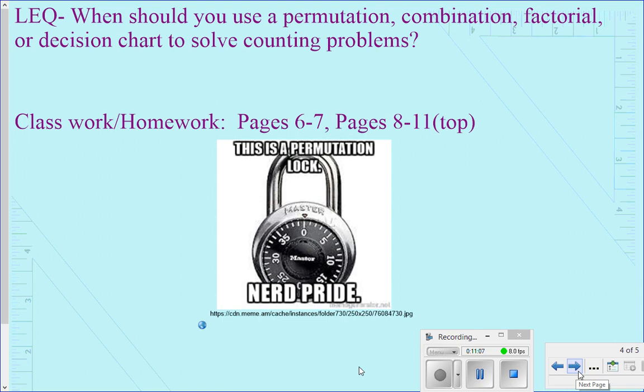Okay, so that takes care of the lesson for today. I'd like you to work on pages 6 and 7, and then pages 8 through the top of 11. You'll see where the problem ends for that page at the very top of 11. So 6 and 7 and 8 through the top of 11 is your assignment.